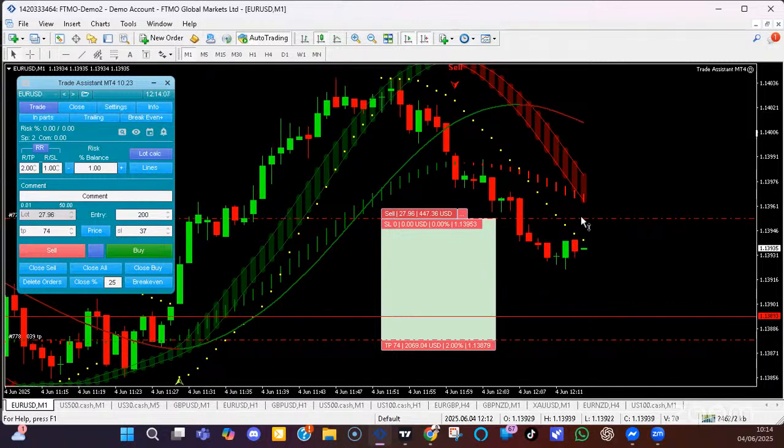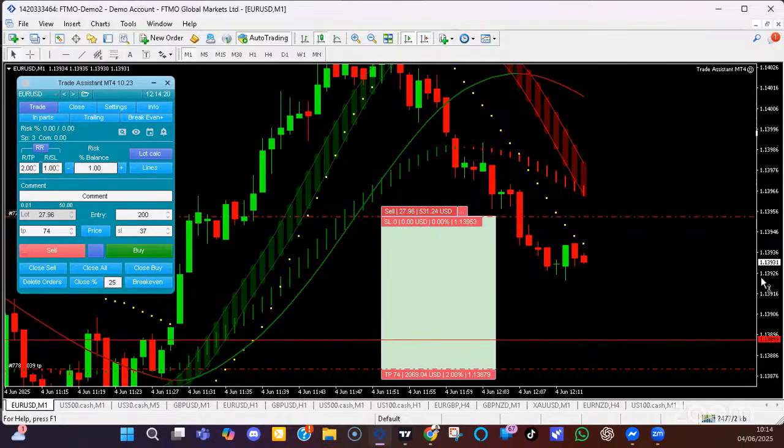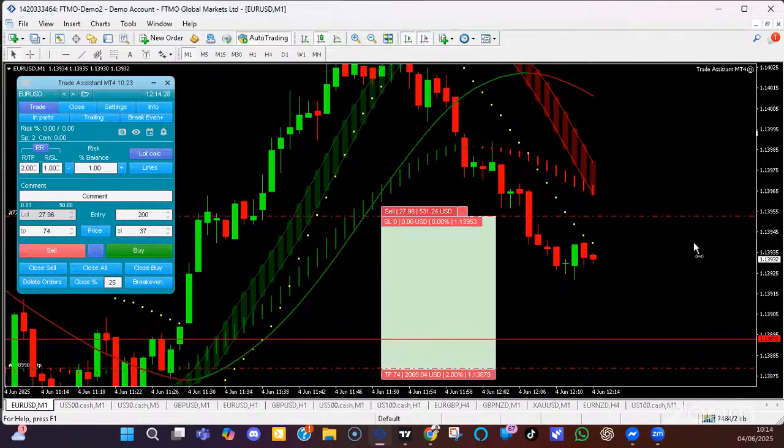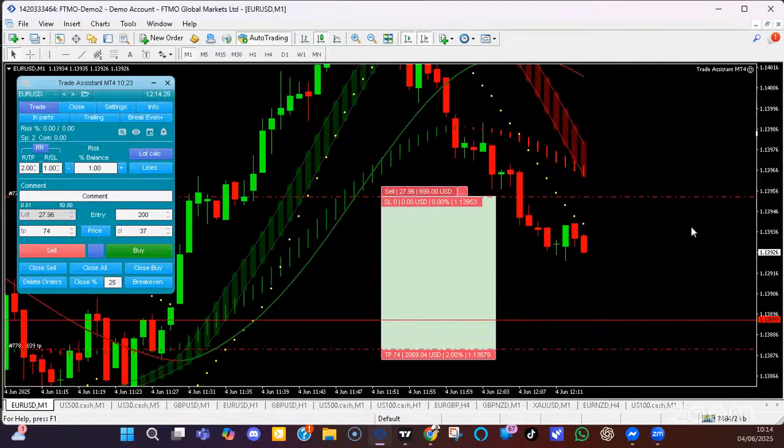Because price could come up to here, nearly hitting stop loss if it was up there, and then come back down again. Price will do what it's going to do. But another important point I'm trying to make with this trade is the fact that we are protecting our equity.